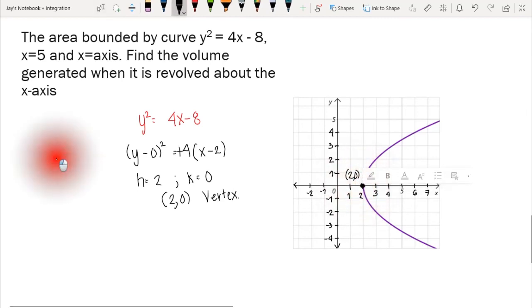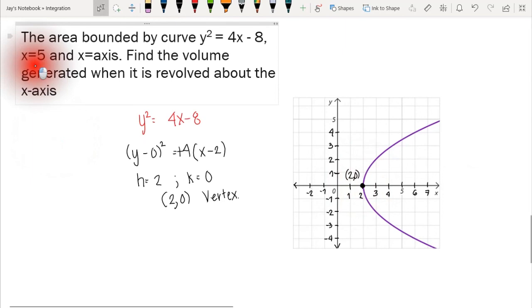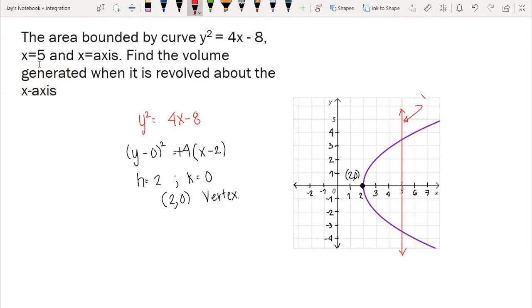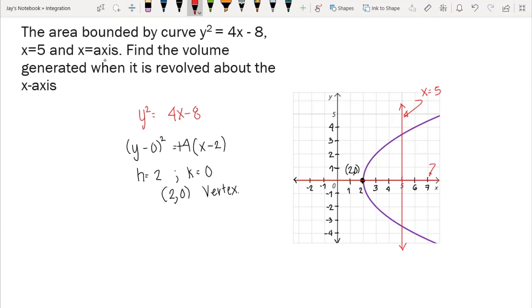Now, we still have a line, and our line is x is equal to 5. Then, plotting x equal to 5 gives us a vertical line. This one, this is x is equal to 5. And then, we have the x-axis. That is the x-axis, or we could say that it is when y is equal to 0. Okay? So, where is the area that is bounded by the curve and the lines? So, we could say that the area is this one.